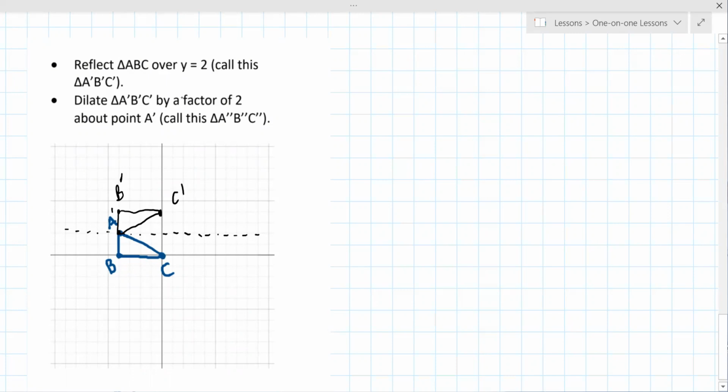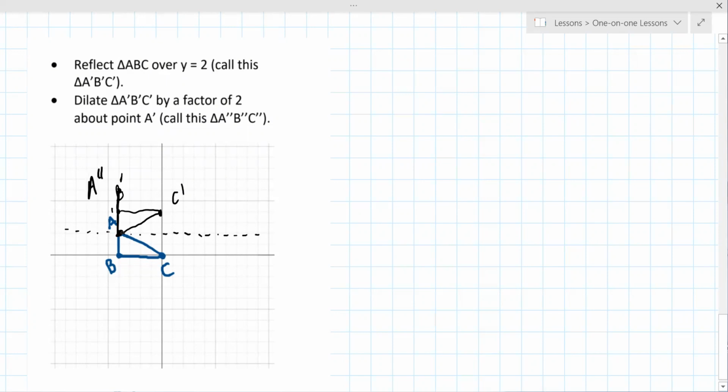So when you dilate by a factor of 2 about point A, well, that's really about A prime. That's here. So it's almost like you want to redraw it so you can see what you're doing. From A prime to B prime, it's a length of 2. So the factor of 2 means you're going to pull it up 4. Okay. So that's A double prime up there.